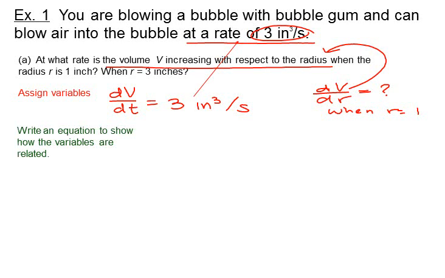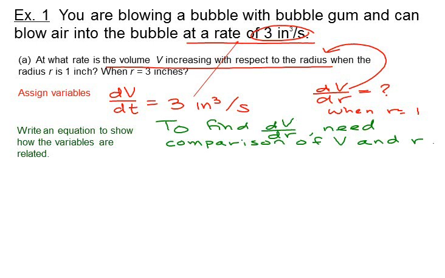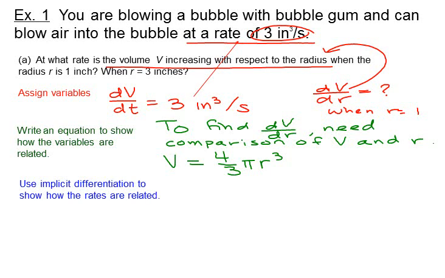Next, I need to write an equation that shows how the variables are related. Time doesn't come into play in part A. We'll deal with that in part B. In part A, we need to show a relationship between volume and radius. Let's assume the bubble is spherical, so its volume is 4/3 pi r cubed. Next, we'll use implicit differentiation to show how the rates are related.